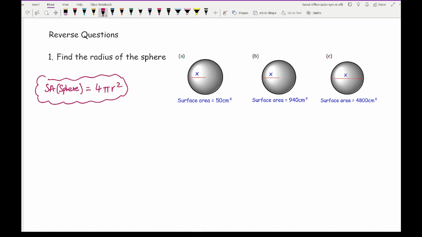Now in these reverse questions, we've been given the surface area, but we need to work out what the radius is going to be. So for A, let me just do that over here so we've got a bit of space.